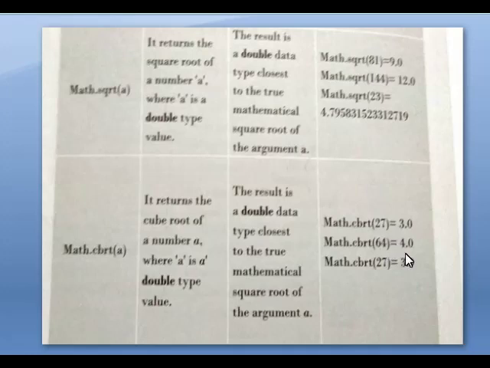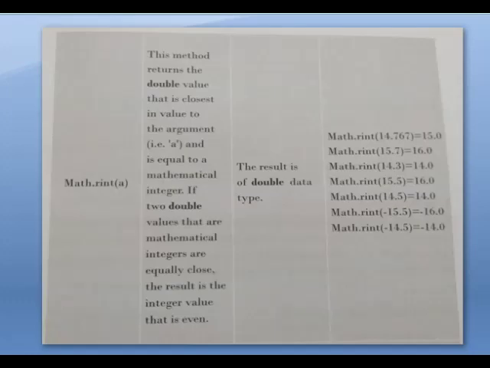Okay. So now we are going to see the next function, that is Math.rint. Rint means it will round the value before the decimal point. It will round off the value. If the decimal value is equal to 5 or above 5, it will increment the value of the integer by 1. If the decimal value is smaller than 5, then the same integer value it will take as the output.